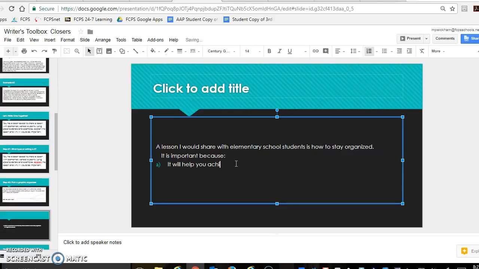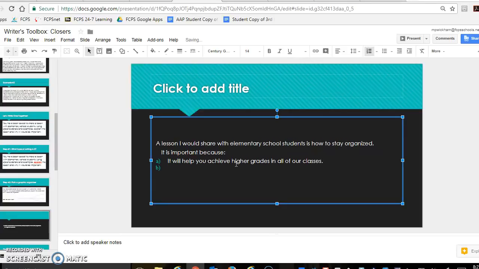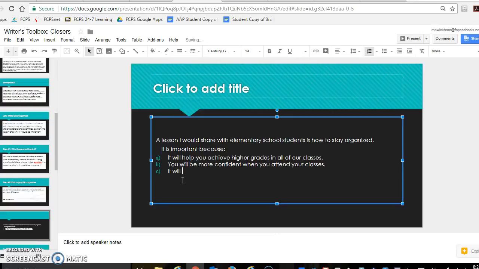It will help you achieve higher grades in all of your classes. You will be more confident when you attend your classes. It will help you later in life. Now, we've said the word help in classes a lot, so when we're actually writing our essay, we may want to switch that wording around, but for now, we're just trying to get the ideas out there.